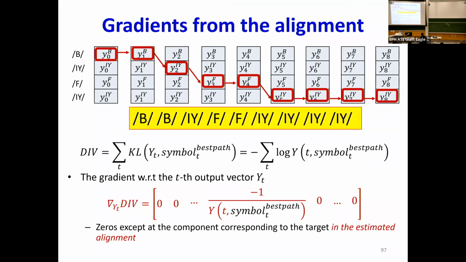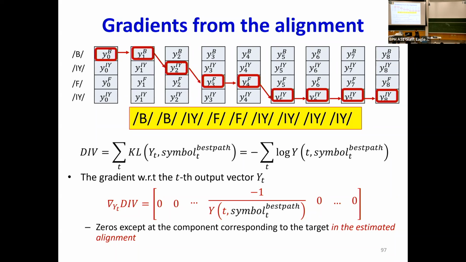And so now you're going to use that as your target sequence. When you use that as your target sequence, I'll answer your question in a few seconds. If you use that as your target sequence, you can define the divergence between the target sequence and the actual output of the network. Is that making sense? Does that answer your question?